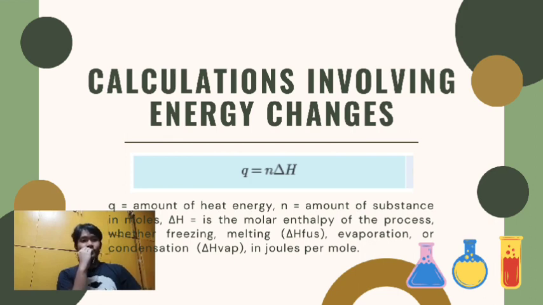In calculations involving purely phase changes under constant pressure, the amount of material in moles is simply multiplied by the molar enthalpy of the particular phase change. In other words, Q equals n delta H, where Q is the amount of heat in joules, n is the amount of the substance in moles, and delta H is the molar enthalpy of the process, whether freezing, melting, evaporation, or condensation, in joules per mole. When we say delta H, it is the change of enthalpy.